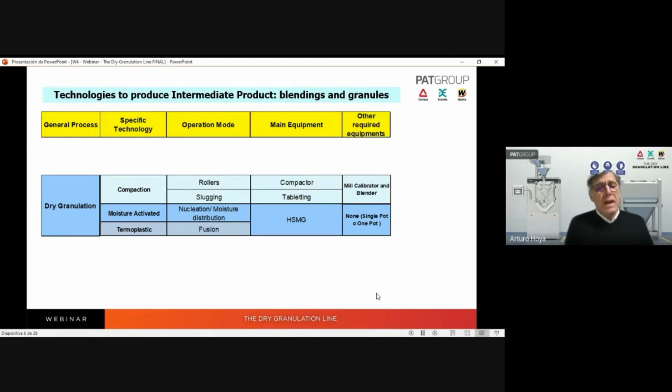Dry granulation has different modes, but today we'll treat the dry granulation by compaction. And compaction will be conducted by roller compactor or by the mode called slugging. Slugging is the tableting in a tableting machine with tooling with big faces and diameter.